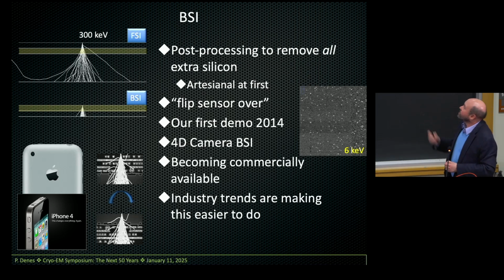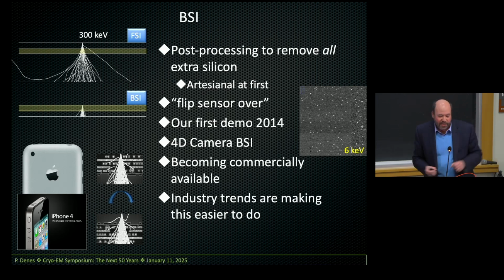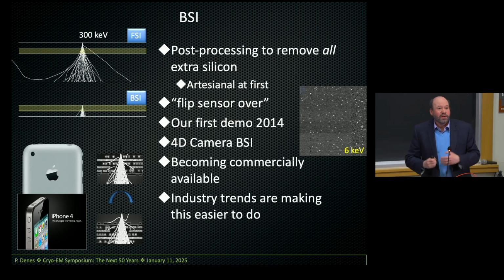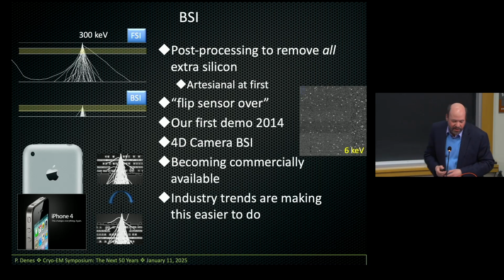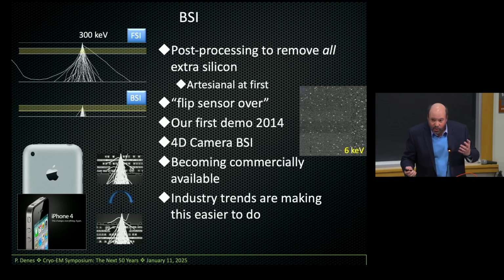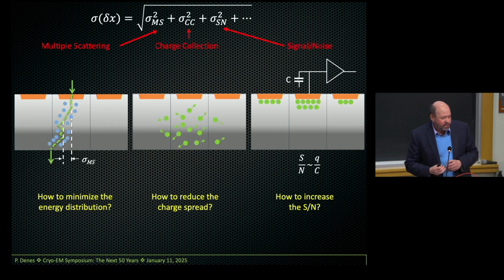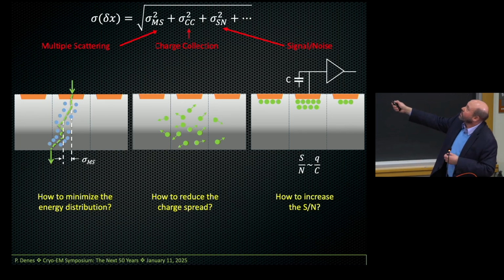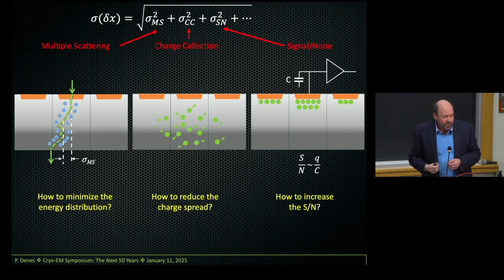When we first did this about 10 years ago, it was a very artisanal thing in the lab, but thanks to these kind of commercial pushes, this technology is becoming more readily available, and electron detectors that are back illuminated are starting to become commercially available. So that's one improvement. Perhaps the largest one is in sort of how we collect the charge. So the limitations to spatial resolution come from the multiple scattering, the charge collection, which I'll describe in a minute, signal to noise, and other things like backscatter into the detector.